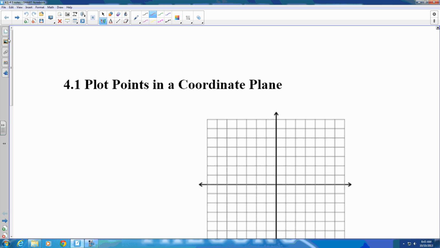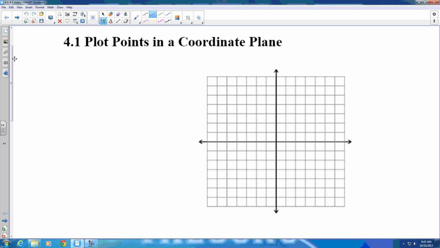Okay, we're going to start chapter 4 today, which is plotting points in a coordinate plane. Now, some things you should know about the coordinate plane are the quadrants and the axes and the origin. So let me just label those things for you. First, we're going to label the axes. We have the x-axis and the y-axis. So this is x all the way across, and this is y all the way across.